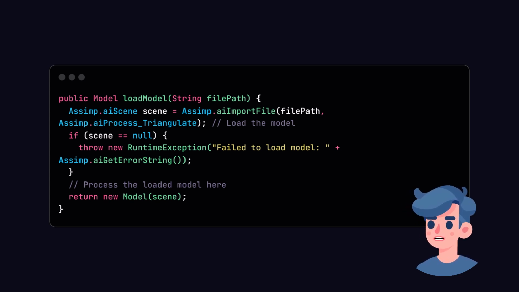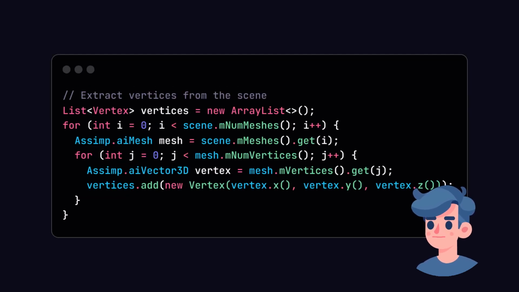The first step is to create a method that loads the OBJ file. In the load model method, we use Assimp.aiImportFile to load the model from the specified file path. If the loading fails, we print the error message. The next step is to process the scene data to create a usable representation of the model.